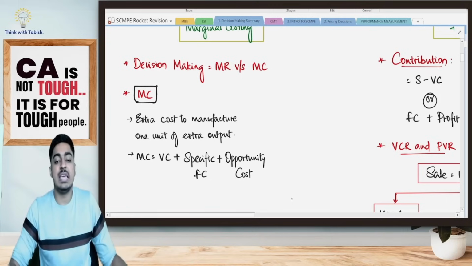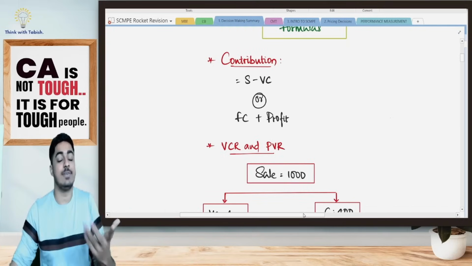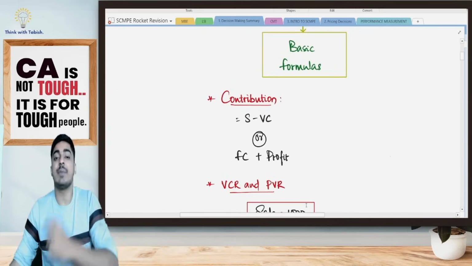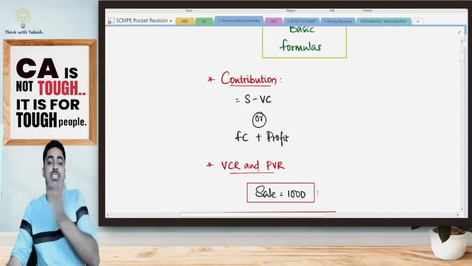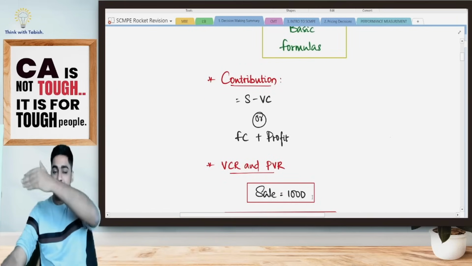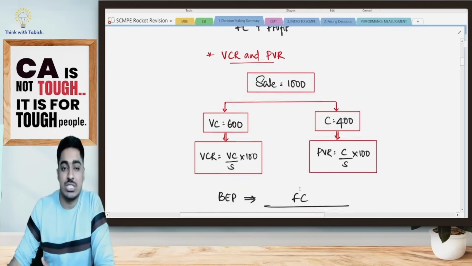Now we are going to the basic formulas in marginal costing. You would have learned them so many times. Let's quickly recap. Contribution is sales minus variable cost. Alternatively, it is also my fixed cost plus profit. Variable cost ratio and PV ratio.